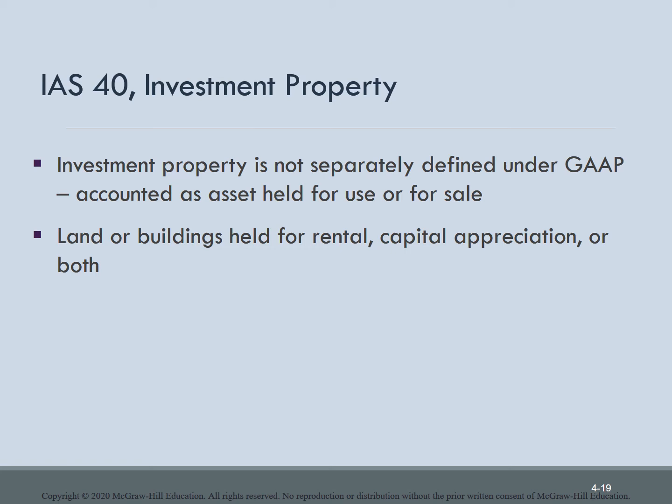All right, so investment property. Investment property is not separately identified under GAAP. Here, it's probably going to be something we account for as an asset held for use or for sale. Investment property under IAS 40 is land or buildings held for rental, capital appreciation, or both. So that might be under GAAP what we would refer to as land held for future use, or an available for sale security.